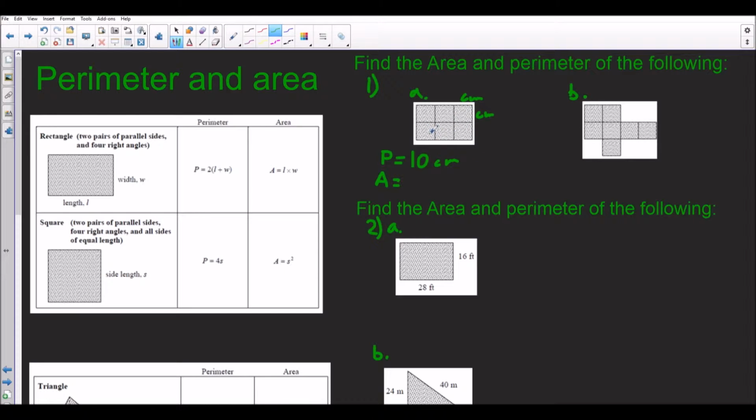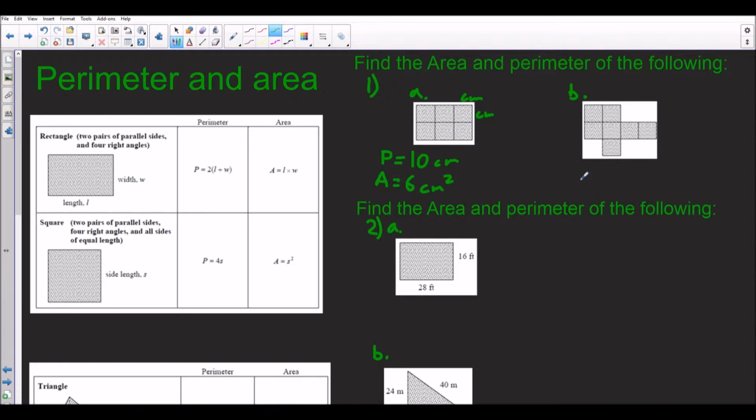So let's see if we count them. 1, 2, 3, 4, 5, 6. So there's 6 blocks in that shape. Now if each block is a centimeter by a centimeter, we're going to have 6 centimeters squared, right? Because we have 6 square centimeters in the area of this block.